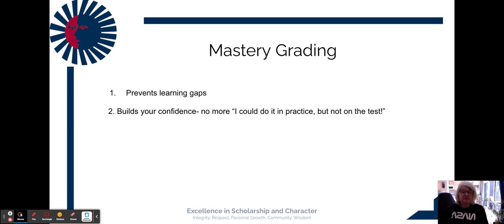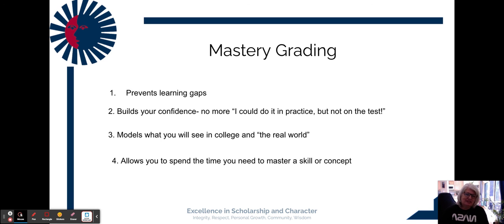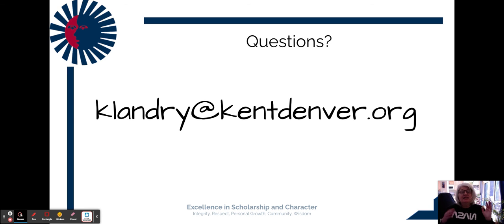It will build your confidence for sure. So if you've ever had that experience where you're like, well, I could do it with you, but then when I had to do it on my own or on the test, I failed, that's not going to happen. It's very much like what you'll see in college. And I hate the term the real world because you are in the real world, but this is more like what life is like. It also allows you to take the time you need to master a skill or a concept.